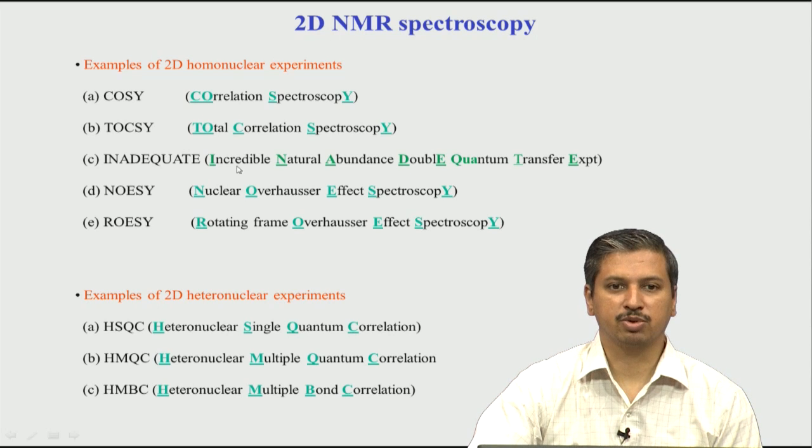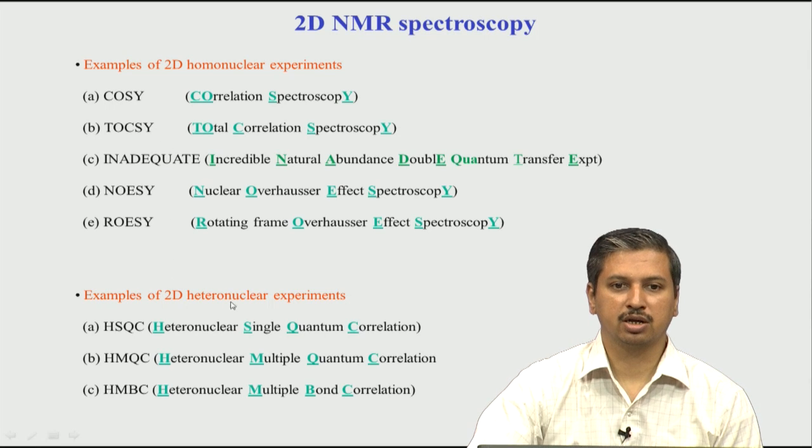Also, these are the experiments which are used by peptide chemists, because with peptides we also work with homonuclear NMR. So, this is called a homonuclear NMR experiment. Homonuclear, remember, means proton to proton correlation or carbon to carbon correlation, both are the same nucleus. So, we use the word homonuclear.